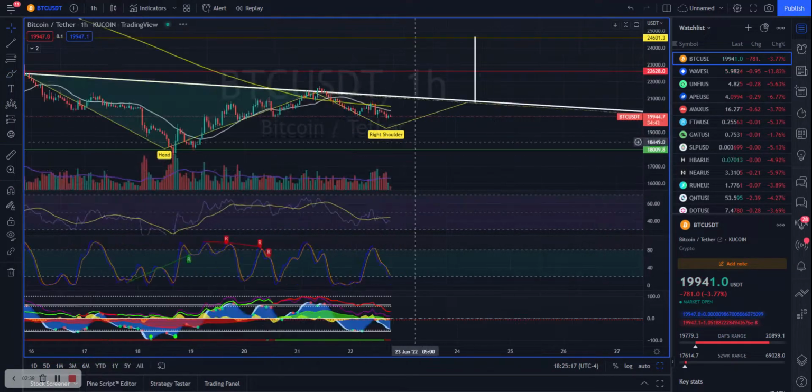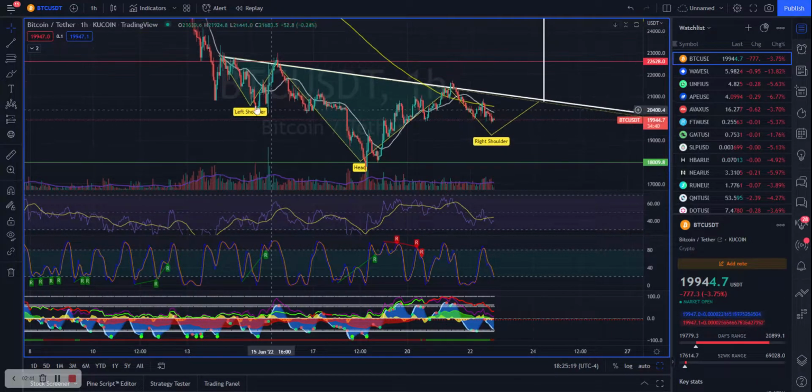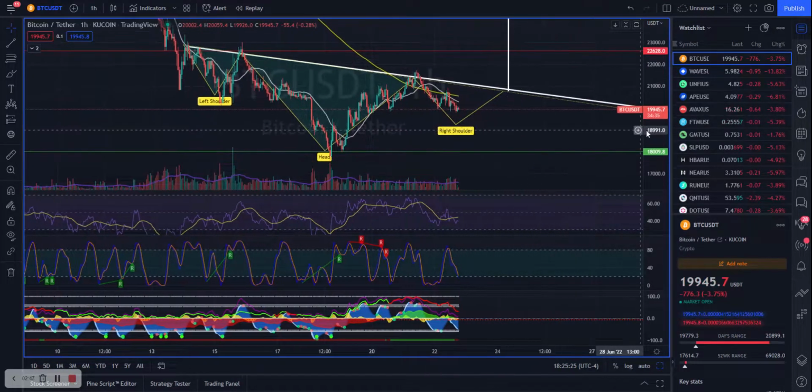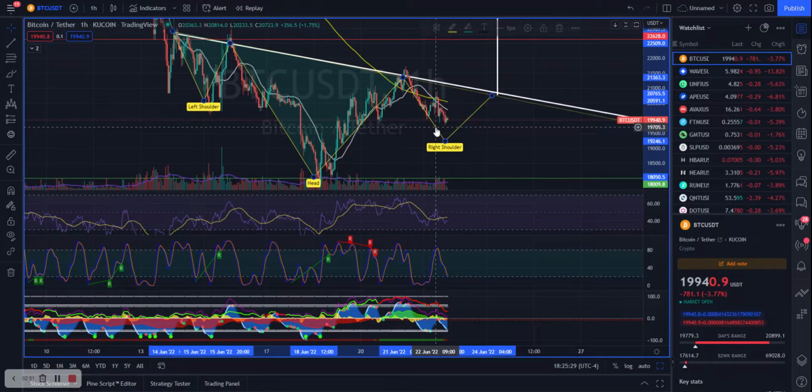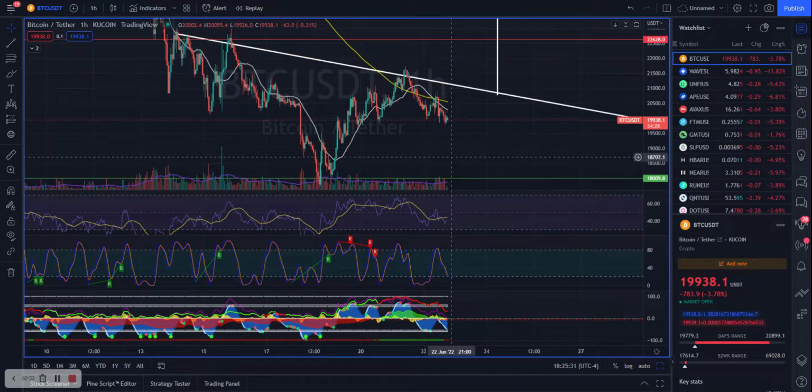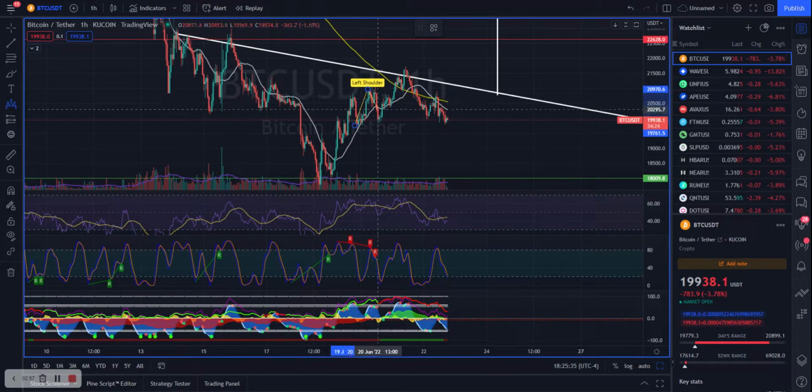Going to the 1-hour. And as you can see on the 1-hour, this is more of a zoomed in area of what we got going on here. Now we can see a pattern within a pattern. Yes, we have this head and shoulders right here. I'm going to delete this for the moment. And you can see that we have another head and shoulders pattern forming right here.